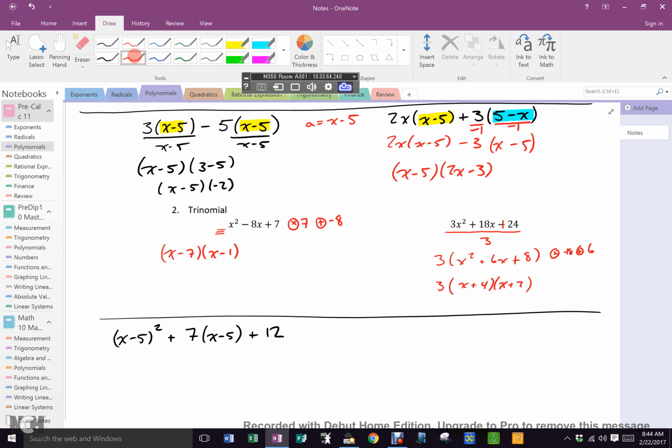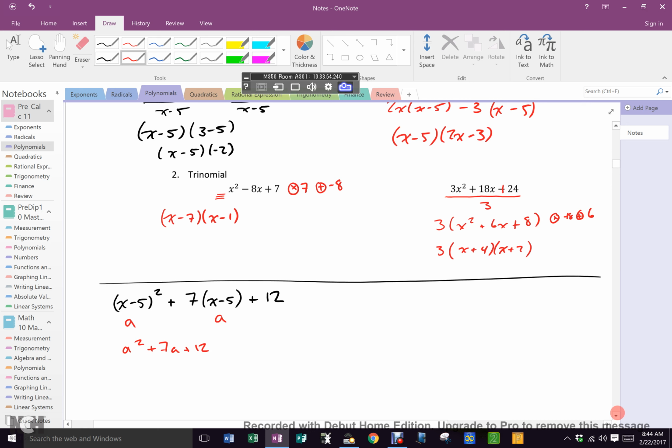Let x minus 5 be a, right? And now all of a sudden I have a squared plus 7a plus 12. And that I can factor in my sleep, can't I? That's a plus 3 and a plus 4, yes?